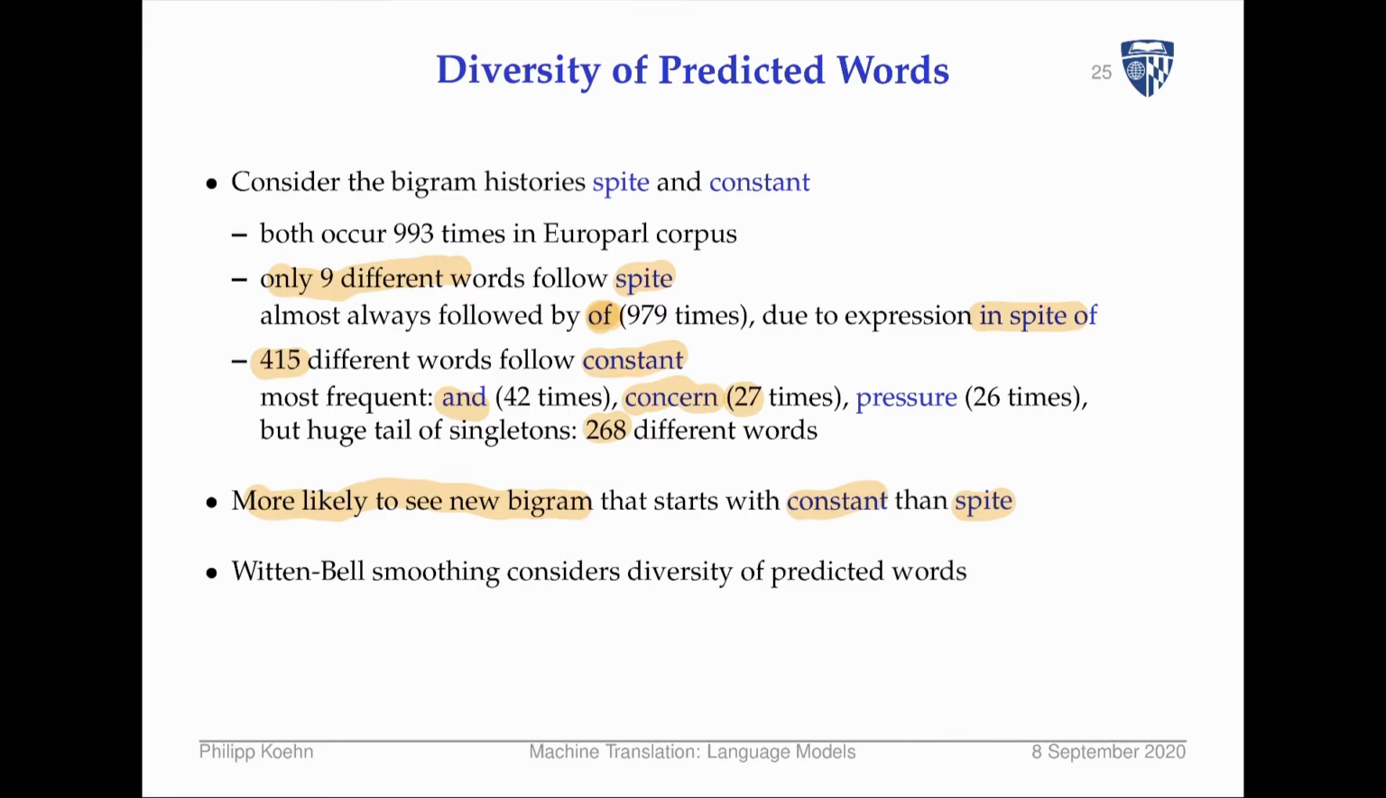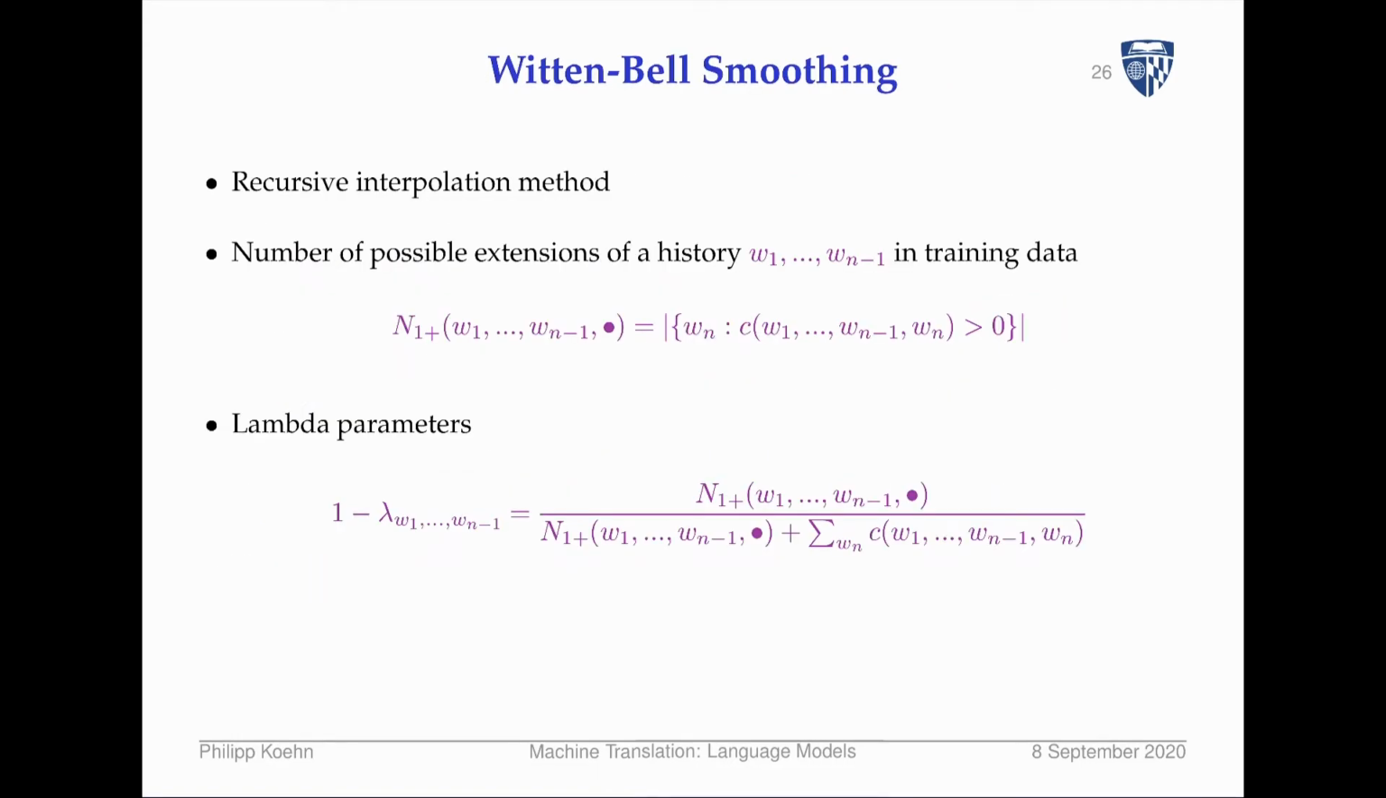There's a technique called Witten-Bell smoothing that considers the diversity of predicted words. Here is the math for it. It's also an application of recursive interpolation. The one mathematical term we're going to newly introduce is this one here. It says the number of words that occur one or more times following the sequence w1 to wn-1. These are specifically chosen words, and here is our placeholder. So how many words are following in this sequence? Basically what we just did. These are the statistics we just computed.